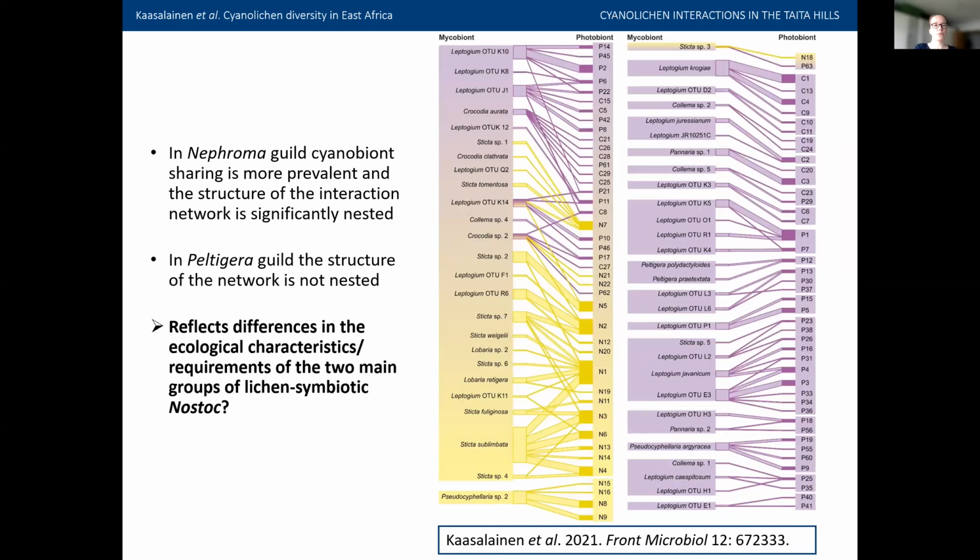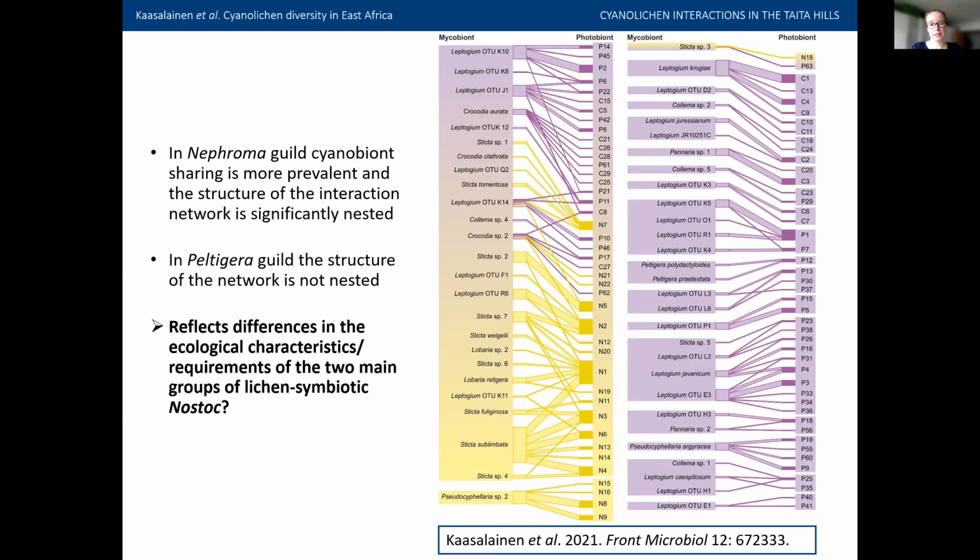Then if we look a little bit more in the structure of these interaction networks, we can see that in the Nephroma guild, so among the lichens that associate with Nephroma type nostoc, the cyanobiont sharing is more prevalent, and the structure of the interaction network is significantly nested, which means that the rare species especially commonly associate with the same cyanobionts as the common species. But when we look at the Peltigera guild lichens, so the lichens that associate with the other type of nostoc, then the structure is not nested and the sharing is not as common. So what we think is that this reflects the differences in the ecological characteristics and requirements of the two main groups of lichen symbiotic nostoc.